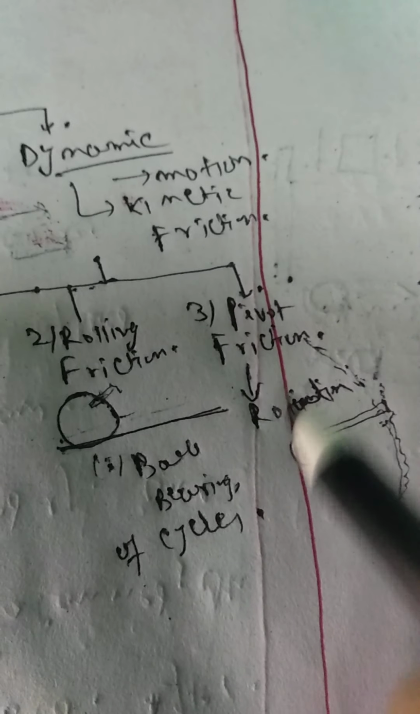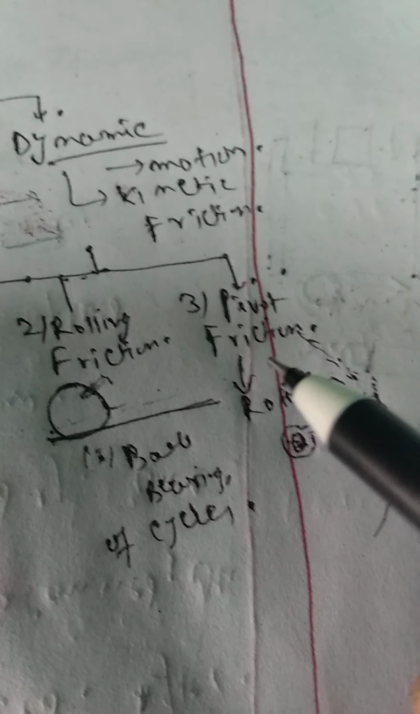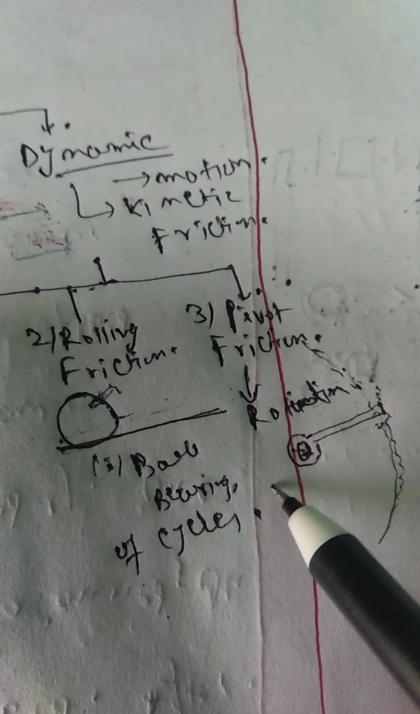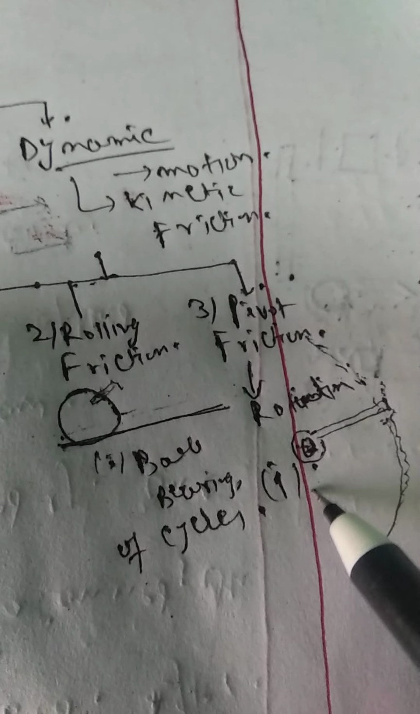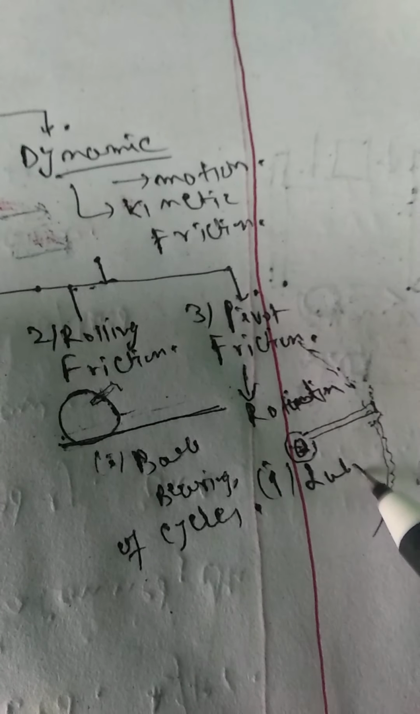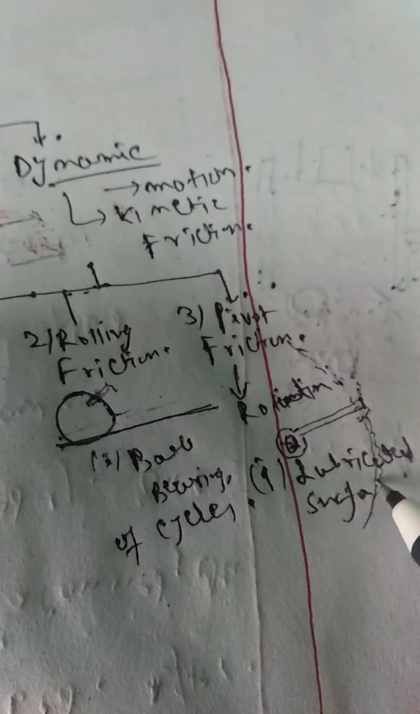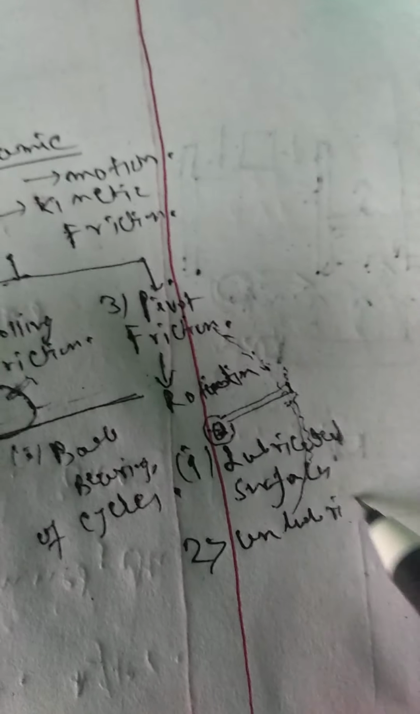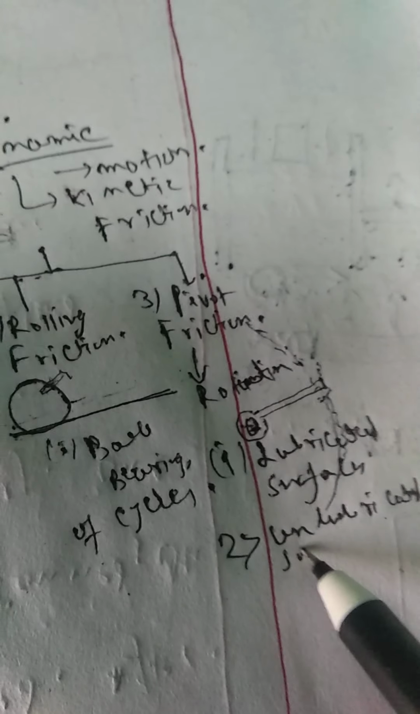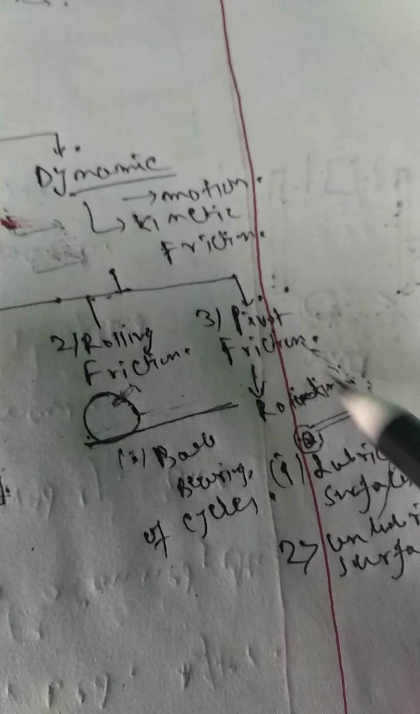Now this pivot friction can again be divided into two types: friction between lubricated surfaces, and the second one, friction between unlubricated surfaces. So this is a simple thing, pivot friction. That means a body can rotate about a pivot.